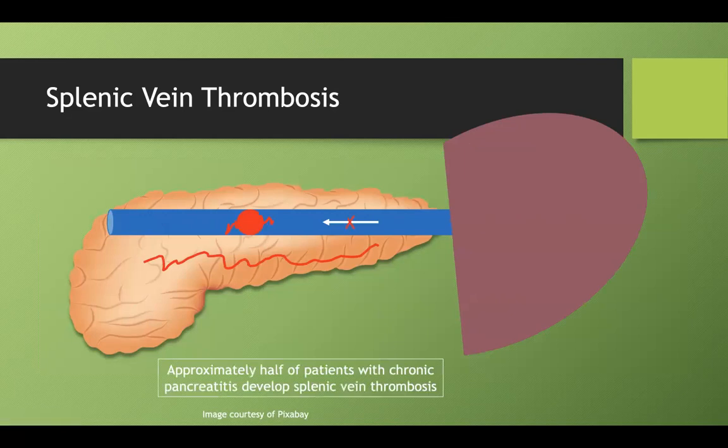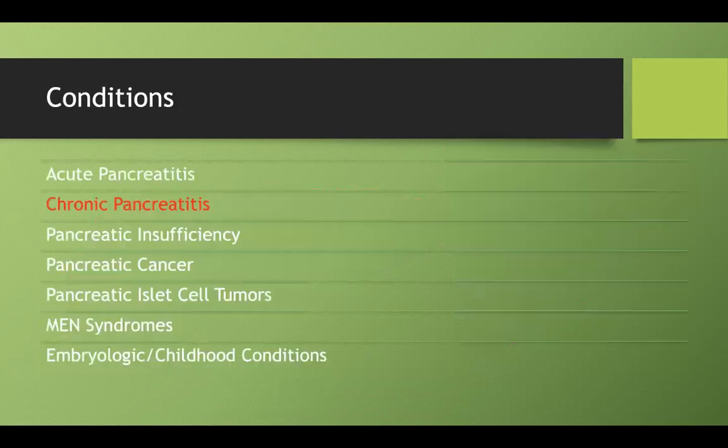And not an important note, but something I discovered that I thought was interesting, is that half of patients with chronic pancreatitis develop splenic vein thrombosis. So it's very common in that population.